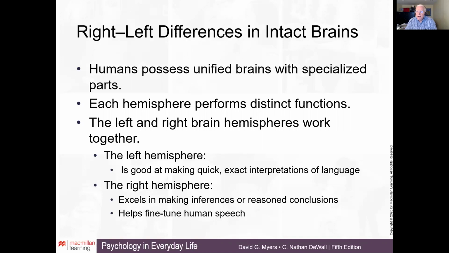This completes this part of our discussion about the biology of behavior and consciousness. Up next, in our next discussion, we'll be discussing consciousness.